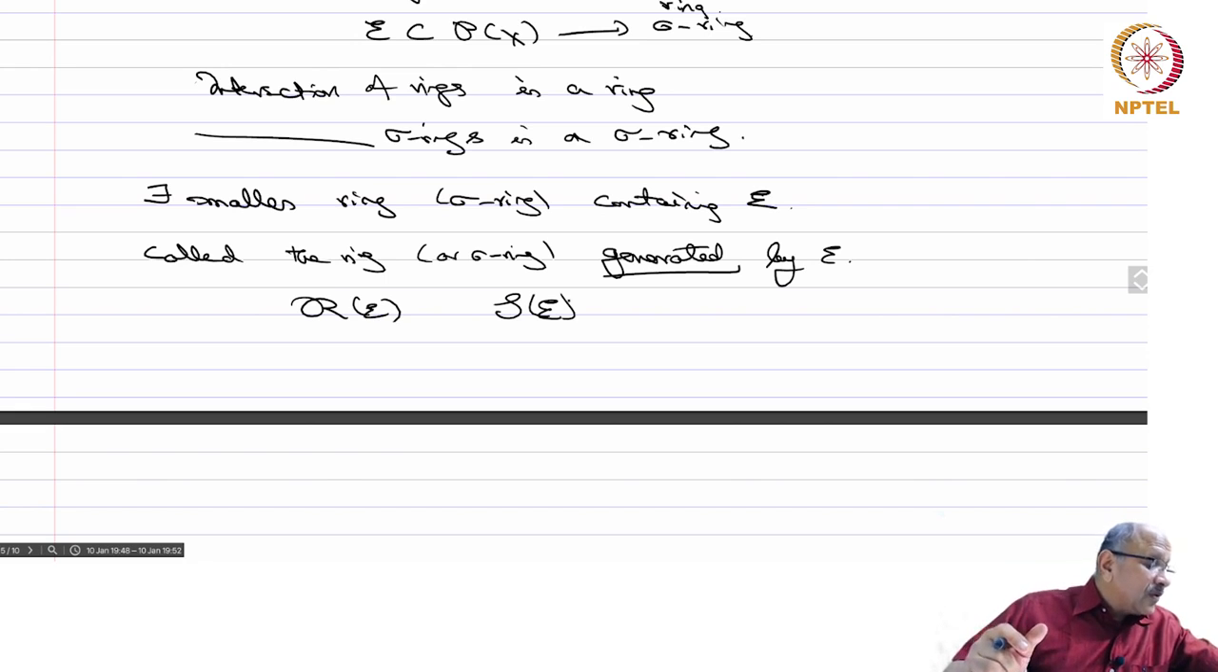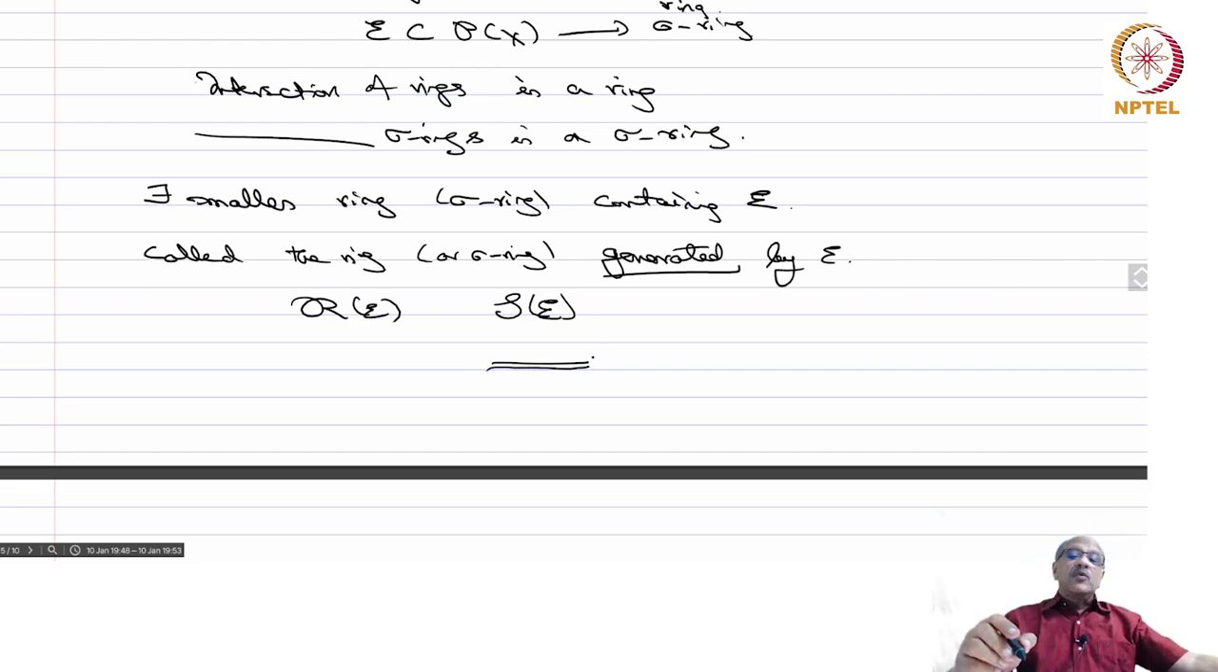Okay, so these are the basic definitions. We have now seen some examples. Next our aim is to construct a measure on a ring or a sigma ring. Okay, so that is what we will do.